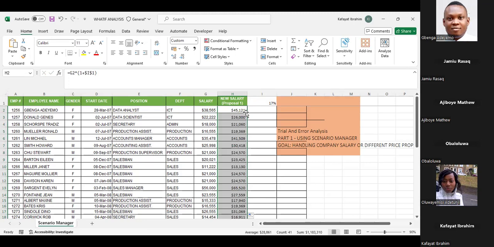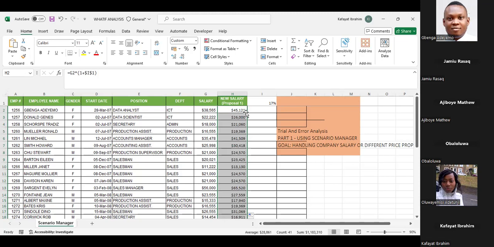Perfect. Now, we've already gotten the answer, the new salary based on the percentage we have for the increments. Now, let's say you want to showcase the new salary by different percentages, and you want to be displaying and presenting it. How do you do it? That's where we have what if analysis.